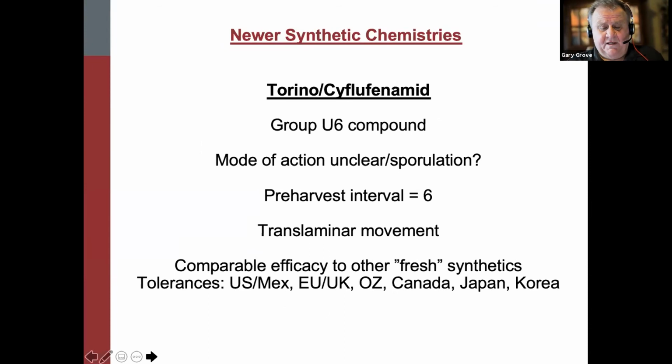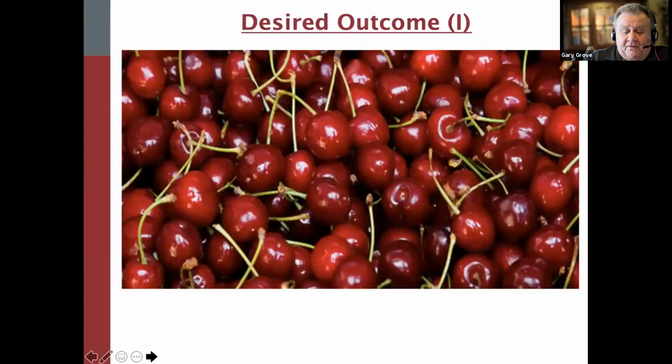Torino, Group U6 compound, mode of action unknown, but the company that makes this, Gowan, is extremely concerned about resistance to this compound. So they recommend its use infrequently. Comparable efficacy to other fresh synthetics, tolerances US, Mexico, EU, UK, Australia, Canada, Japan, and Korea.